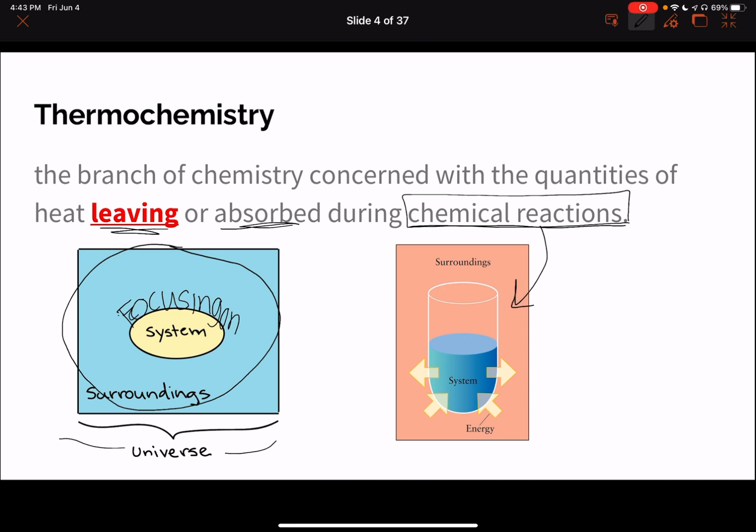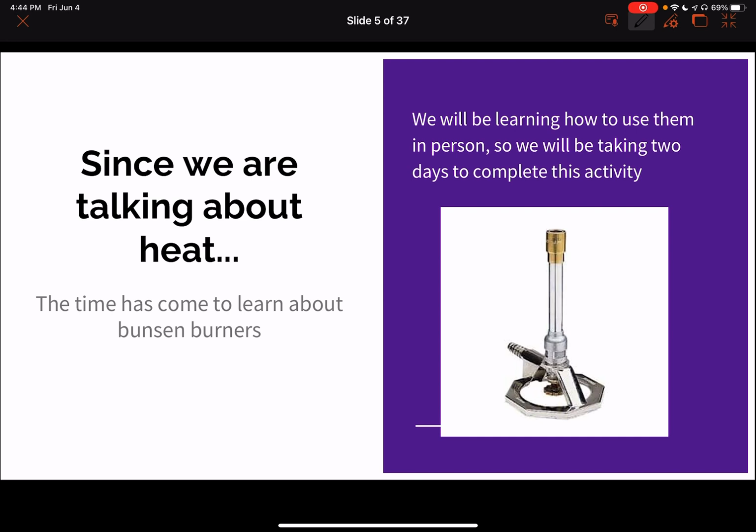Now, if we're looking at a chemical reaction in like a test tube, our system would be the substance that's in the test tube, and then our surroundings would be right around it. And like before, we have our universe all the way around it. So since we're talking about heat, the time has come to learn about Bunsen burners. So in person, we're going to learn how to use them, taking 2 days to go through this activity.